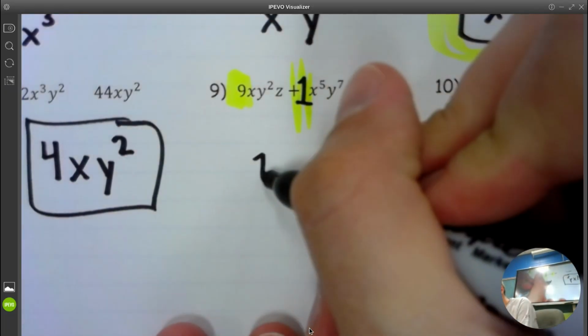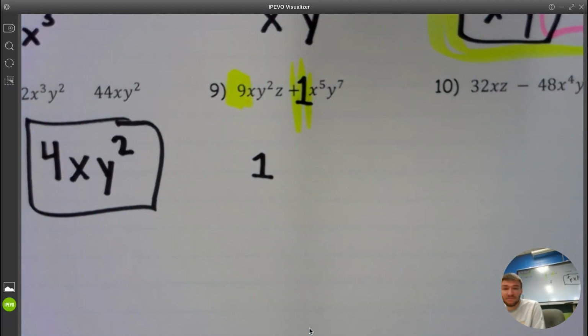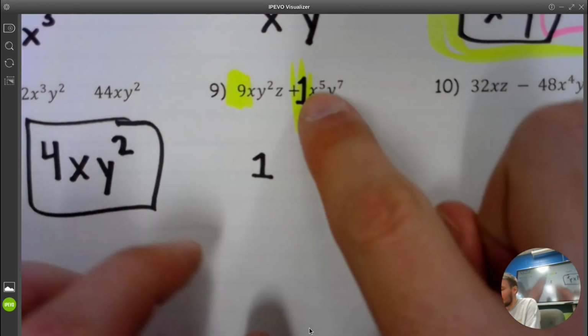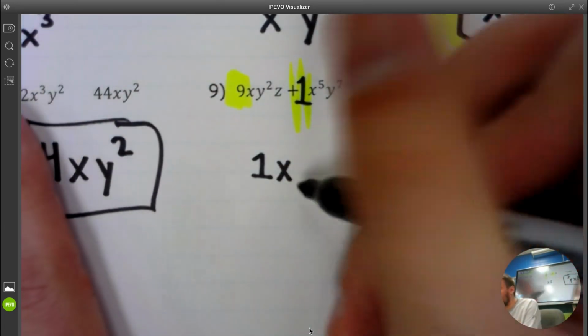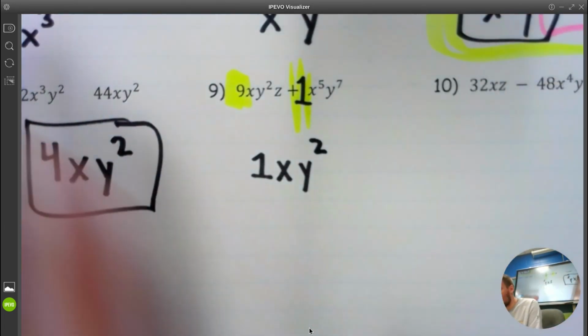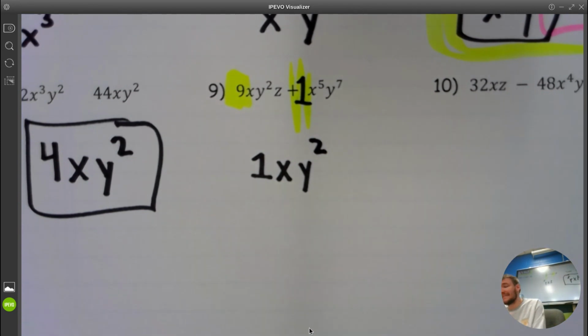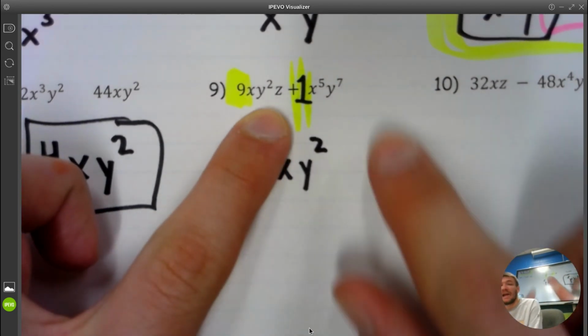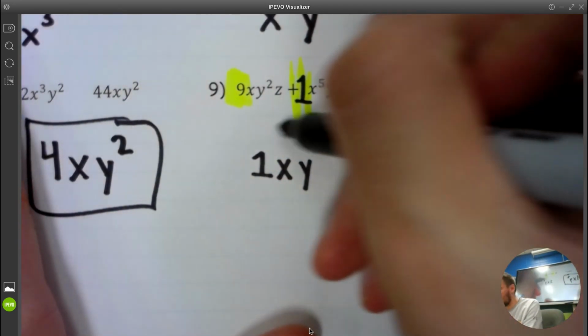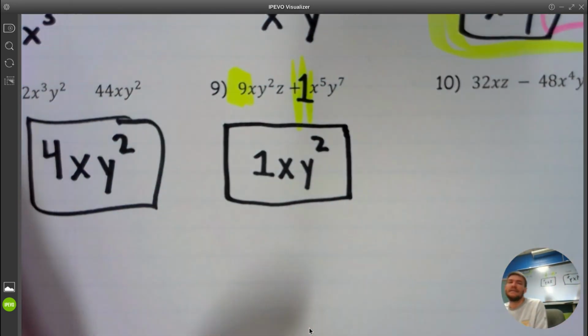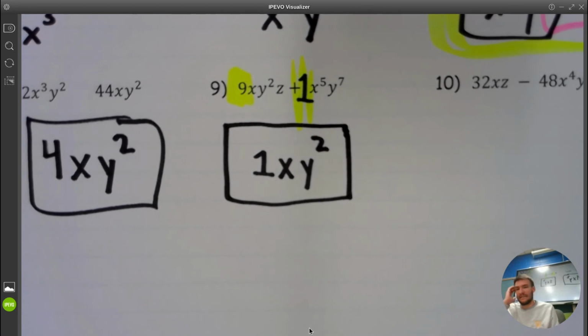Okay? What about the x's? I see 1 and 5, so 1 is the smallest amount. What about the y's? I see 2 and 7, so 2 is the smallest amount. And this question also has z's, 1 and 0. 0 is the smallest, so we can't use any z's.